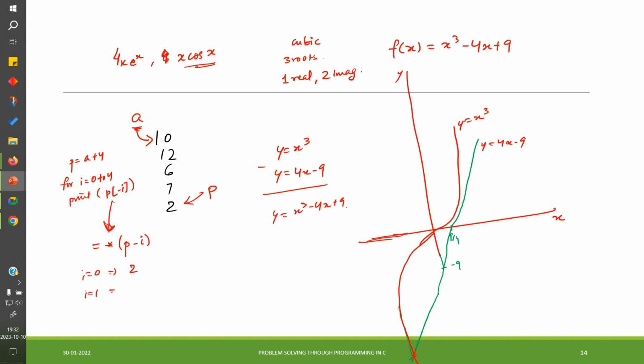Then for I equals 1, P is still pointing here, and P minus 1 means this is P minus 1, this is P minus 2, and so on. So P minus 1, we go up, it will print 7. Then it will print 6, then 12, then 10. So your answer will be 2, 7, 6, 12, 10. Is it clear?